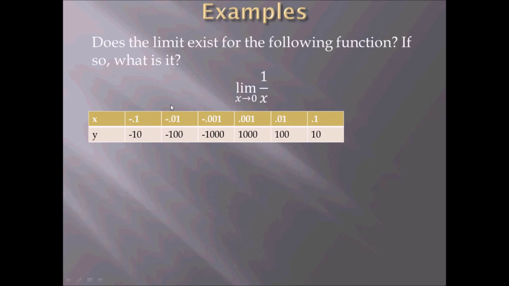How to calculate? Well, you could just do an estimation, plug in values that are close to 0 from both sides, and keep making them closer to 0. And notice that from the left it's approaching negative infinity, and from the right it's approaching positive infinity. Thus, the limit does not exist.